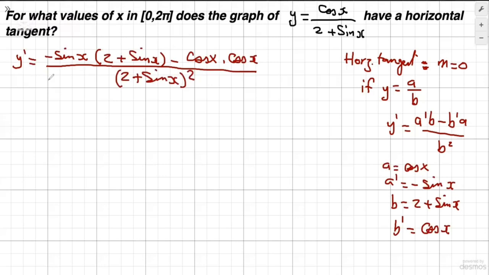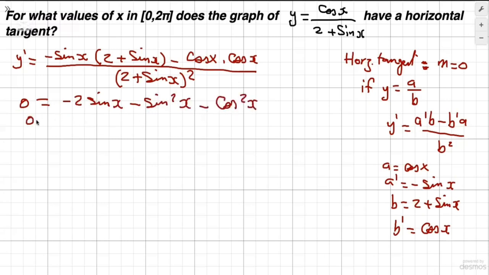So now at this stage we have to equate this to 0, because we said a horizontal tangent will have a slope of 0, and therefore you set the derivative, which is the slope, to 0, and solve. When we set this to 0, the bottom just disappears when you cross multiply, so we're after the top. So we're going to start distributing the top. I'm going to get negative 2 sine x minus sine squared x, and that's going to be minus cos squared x.